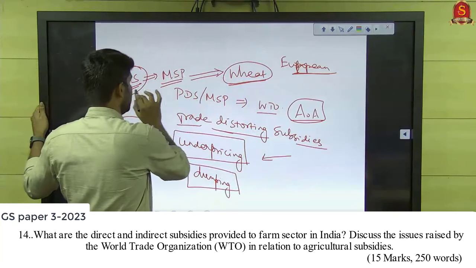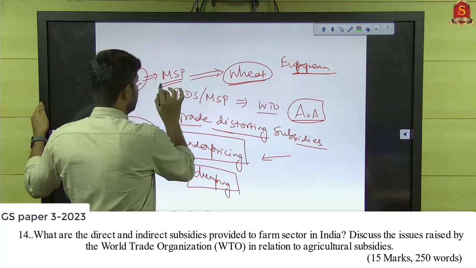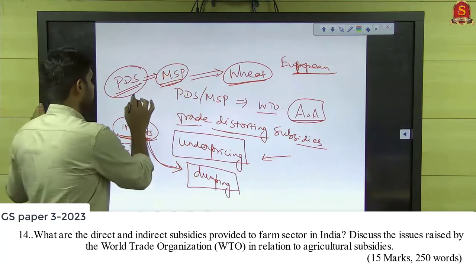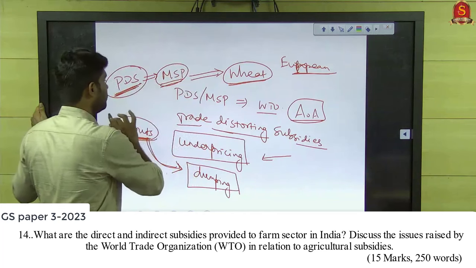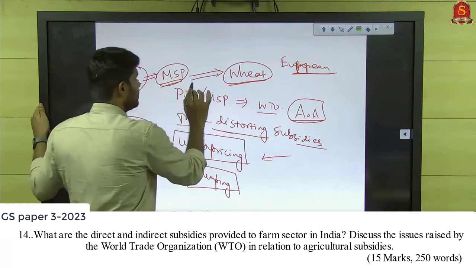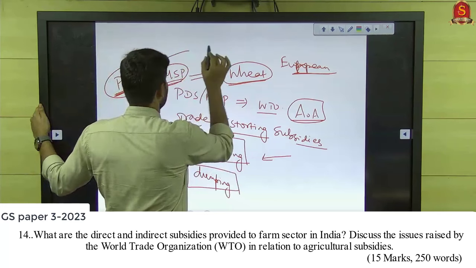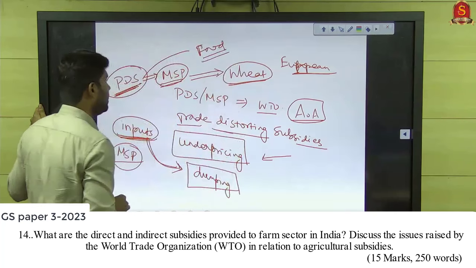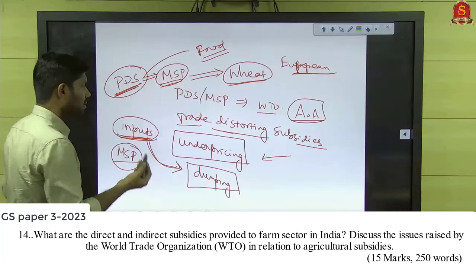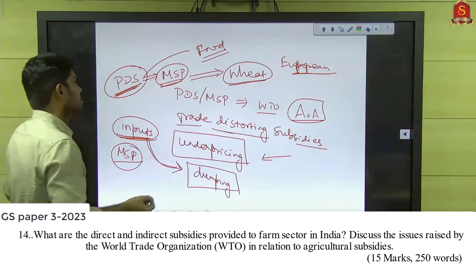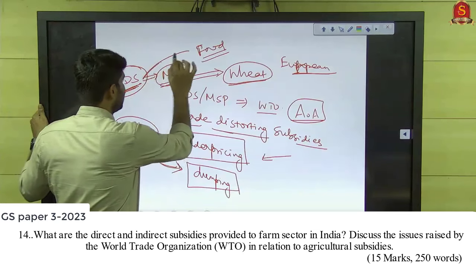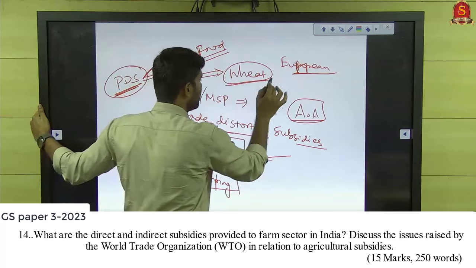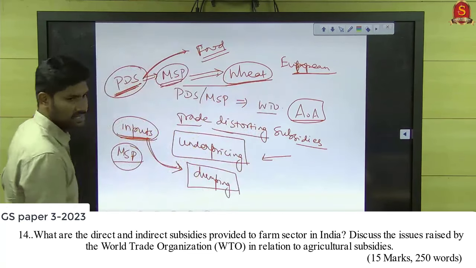So with the help of the MSP system, we procure at a cheaper price from the farmers at the rate of MSP. Then, after meeting our own demand, the excess food grains are actually rotting in our godowns. So instead of rotting in our godowns, the main criticism is that we are exporting these food grains to the European countries and third world countries at a very cheap price.